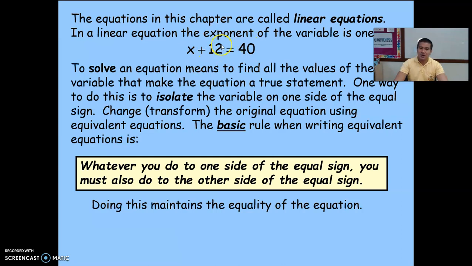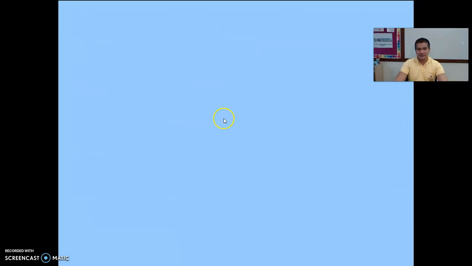For example, here, we will make this one a 0. So therefore, what number will you add to 12 to make it 0? You're going to add negative 12. If you add negative 12 on this side, you're going to add negative 12 as well on the other side.